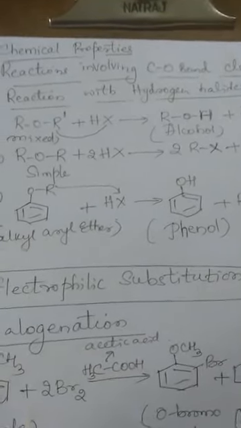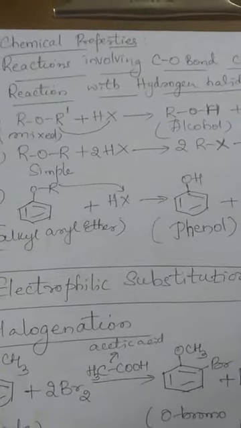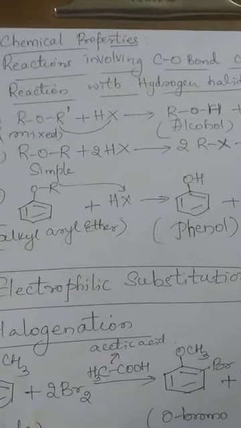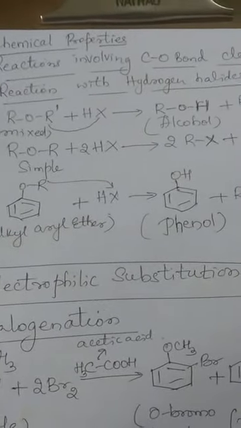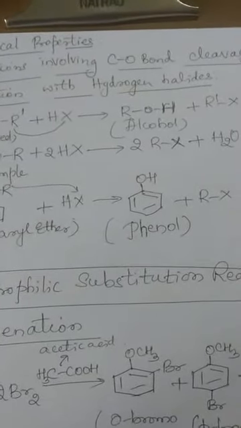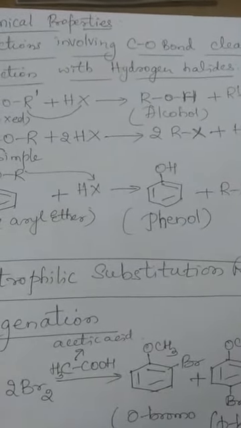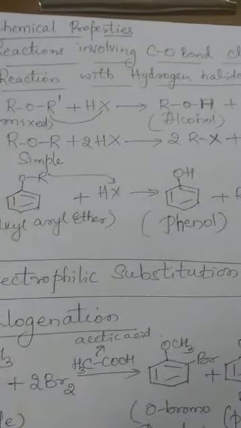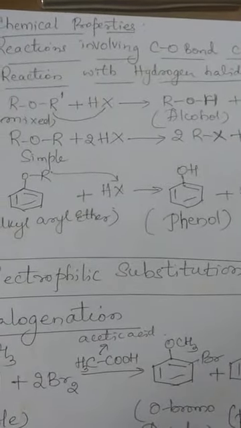Hello students, let us continue with the chemical properties of ethers. The first set of reactions are those involving cleavage of the carbon-oxygen bond of ethers. The example taken is reaction with hydrogen halides. As you all know, the general formula for hydrogen halides is HX.